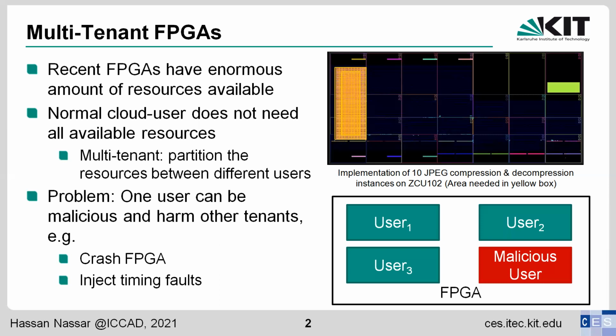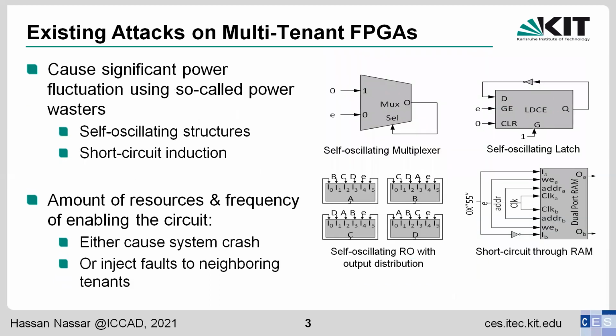Such attacks are already seen in the literature, and they can cause a crash for the FPGA or inject timing faults. To speak more about these attacks, on the right we have some of the blocks used to perform them. They are performed by causing a significant fluctuation in the power, using either self-oscillating structures, like self-oscillation using a multiplexer or a latch, or using short-circuit induction, for example, using a dual-port RAM.